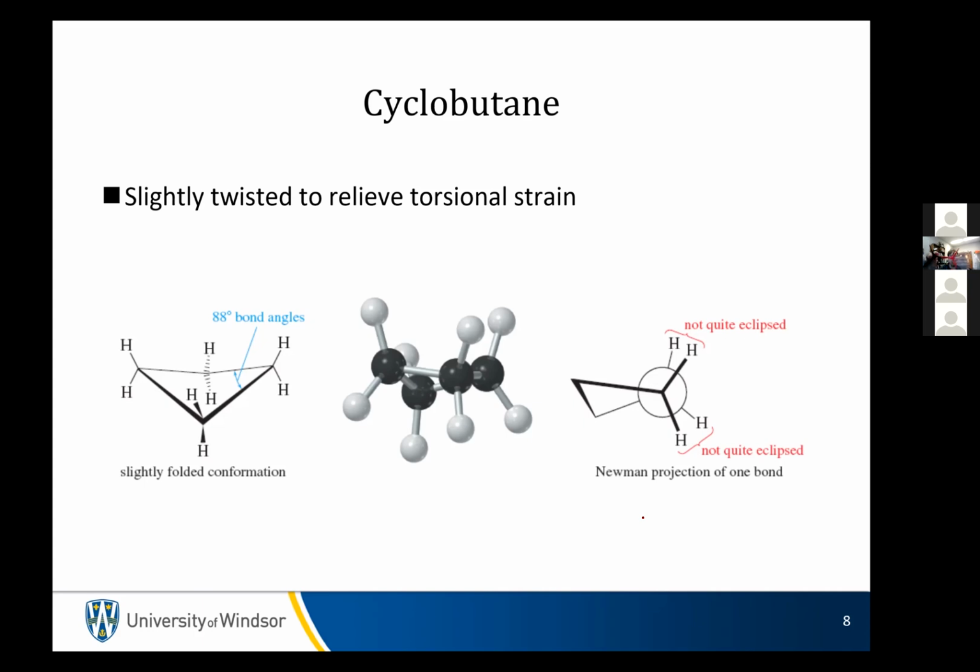And the reason is, if you look down any of those bonds, we're slowly trying to get it slightly out of eclipsed by puckering it. And that's why it puckers. That bond angle is not very good. That one's basically completely eclipsed. It's pretty minor. It's one of these skew things. It's in between eclipsed and staggered. But it's better than the cyclopropane, which is stuck in a plane.